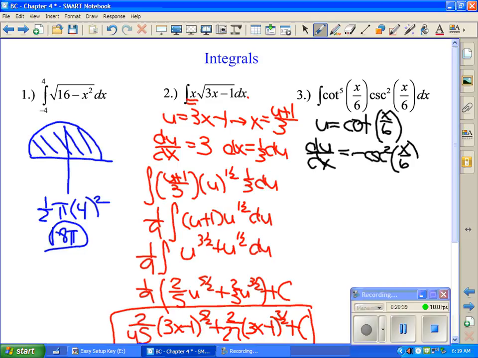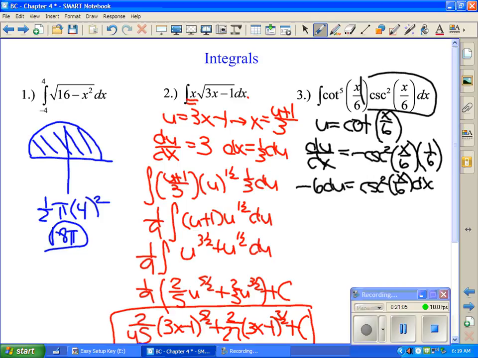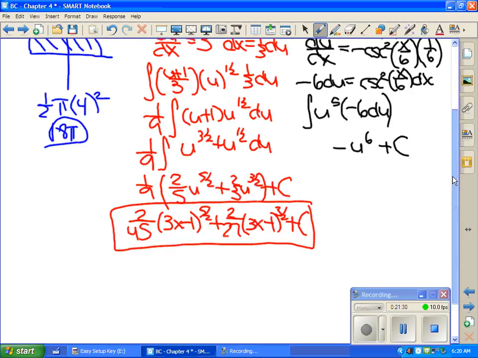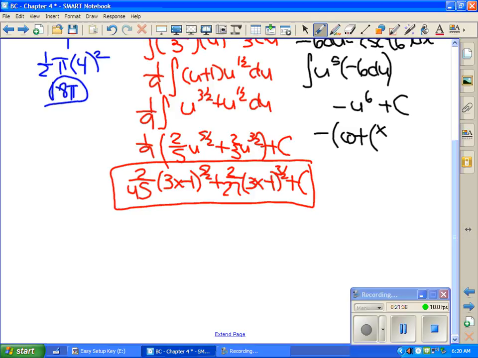I need to solve for cosecant squared x over 6 dx. So let's see, I'll multiply both sides by negative 6 and get negative 6 du equals cosecant squared x over 6 dx. So what this means is I can replace the following. The cotangent to the fifth, I can replace with u to the fifth. The cosecant squared x over 6 dx, I can replace with a negative 6 du. And so if I integrate that out, you're going to get negative u to the 6th plus c. And then replace your u, so u is equal to cotangent. So this is going to equal negative cotangent of x over 6 to the 6th plus c. So just a few examples of antiderivatives using u substitution.